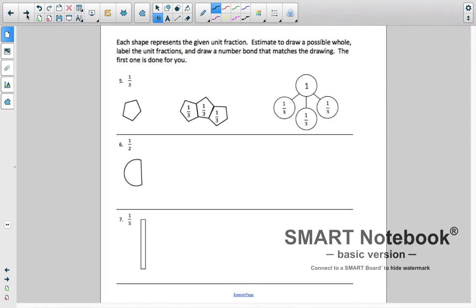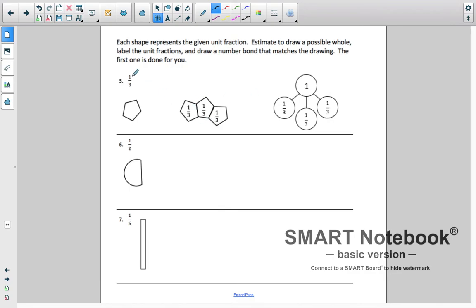All right, it says each shape represents a given unit fraction. Estimate to draw a possible whole, label the unit fraction, and draw a number bond that matches the drawing. The first one is done for you. So let's look at the one that's done for us. Now this time they show us a shape and the fraction. They want us to do the shapes showing 1 whole, just like what we did in the last problem, but now they want us to add a number bond.